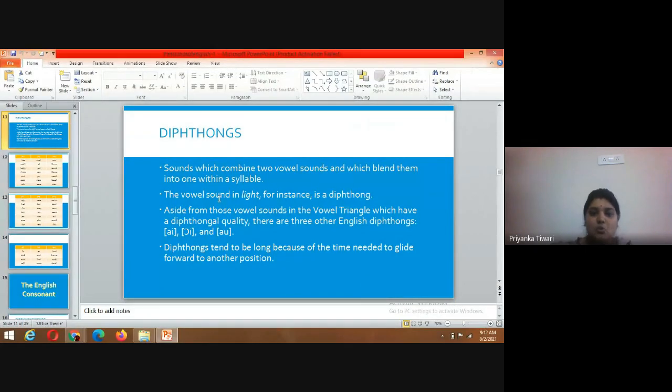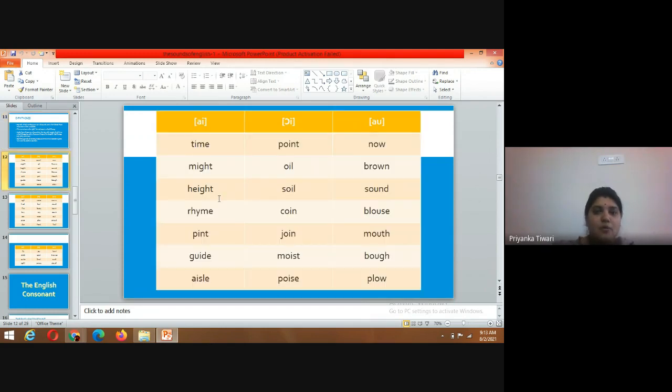Diphthongs tend to be long because of the time needed to glide forward to another position. So now we can say: time, point, now, might, oil, brown, height, soil, sound, rhyme, coin, blouse. These are some of the sounds: time, might, height, rhyme, paint.